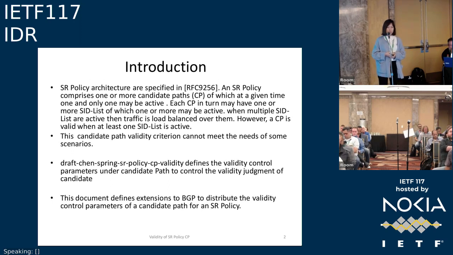SR policy architecture is specified in RFC 9256. An SR policy comprises one or more candidate paths, of which at a given time one and only one may be active. Each candidate path in turn may have one or more segment lists, of which one or more may be active. When multiple segment lists are active, traffic is load balanced over them. However, a candidate path is valid when at least one segment list is active. This candidate path validity criteria can't meet the need of some scenarios.